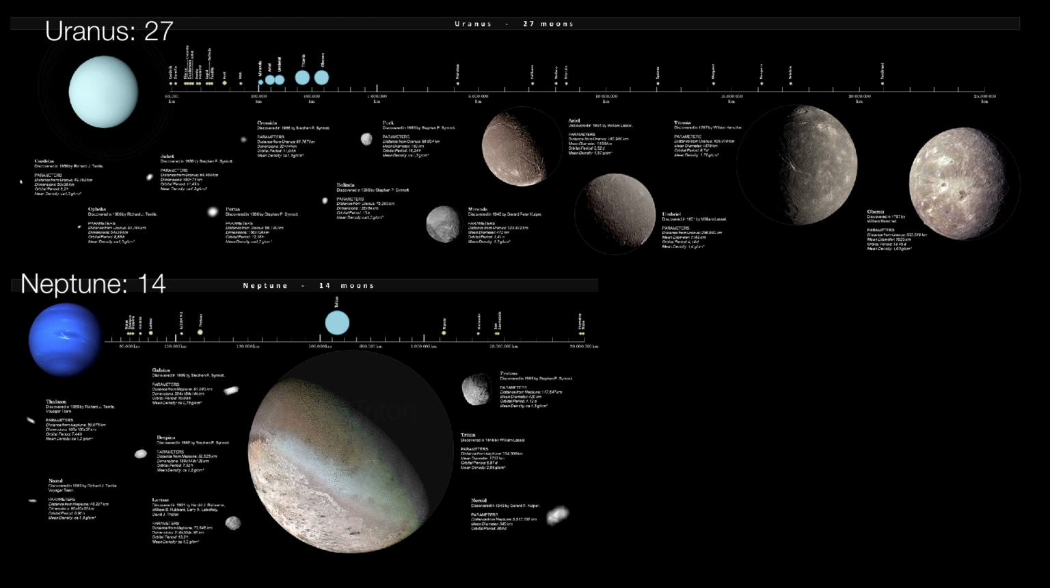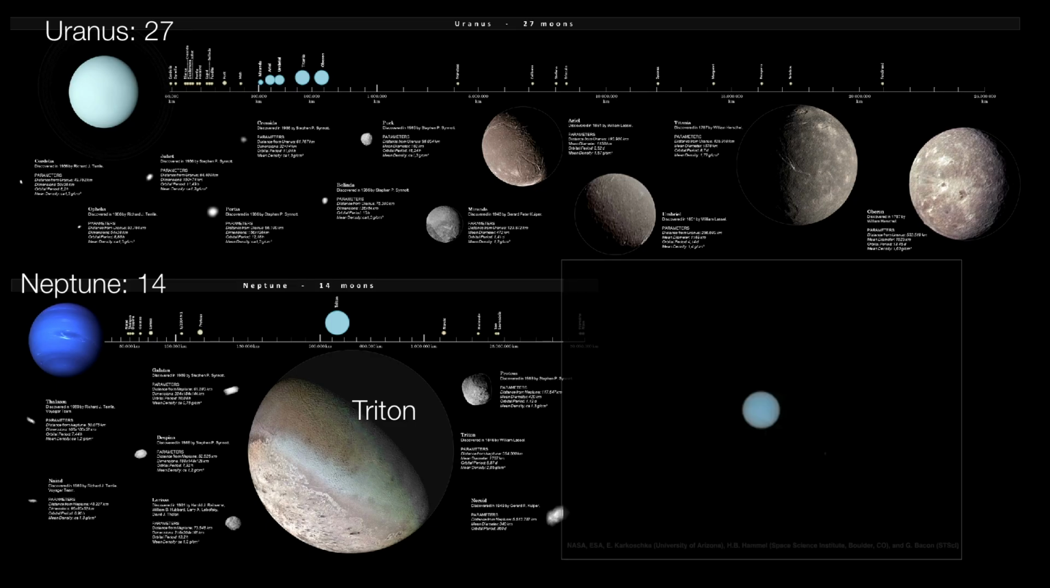Now, its largest moon is Triton. However, Triton is the largest example of an irregular moon. If you look at this image made by the Hubble Space Telescope, you'll see Neptune rotating from left to right, while Triton revolves around Neptune from right to left.